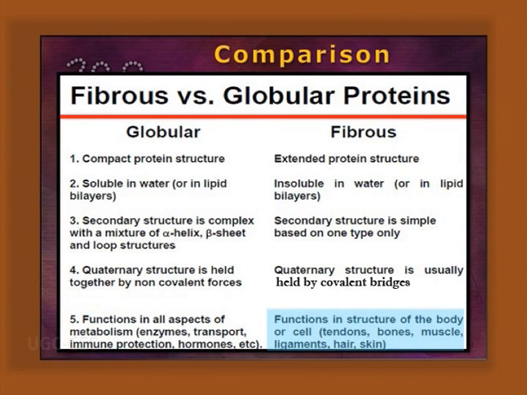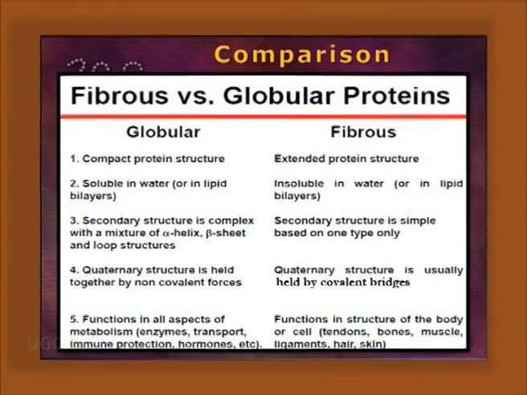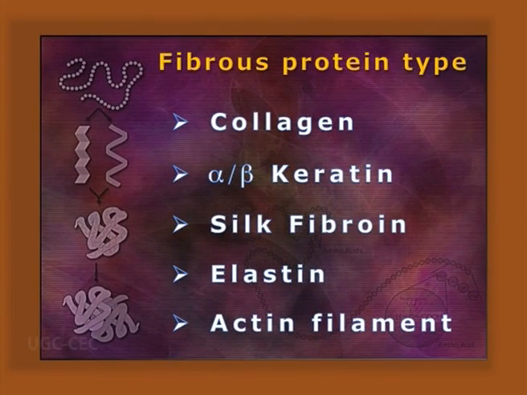But fibrous proteins are needed for the structural role: bone, skin, tendon, blood vessel, etc. In the case of fibrous protein, we can find the secondary bonds involved to make cross links, to connect the interchains. Fibrous protein types: I will talk about collagen, alpha and beta keratin, silk fibroin, elastin and actin filament.